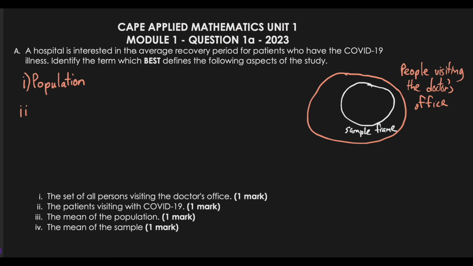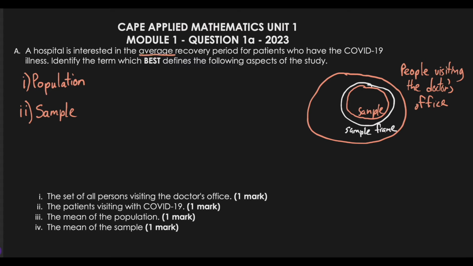Now in this particular question, it says that they're interested in the average recovery period for the patients who have COVID-19. So based on this, we can assume that they're actually taking everyone in the sample frame, or everyone who has COVID-19. So the entire sample frame would be taken, and those people that they take, we can call that the sample. So in this case, the sample frame would be a list of the people who have COVID-19, but we're actually taking information from everyone. So inside of here, we are taking the sample. In this case, that's everyone who has COVID. So for every single person with COVID, we are trying to figure out the average recovery time for them.